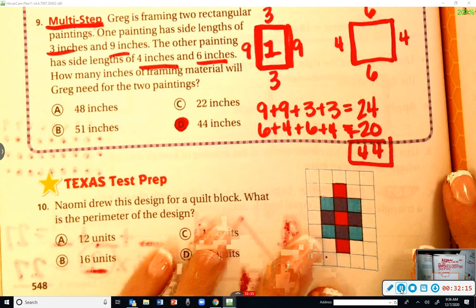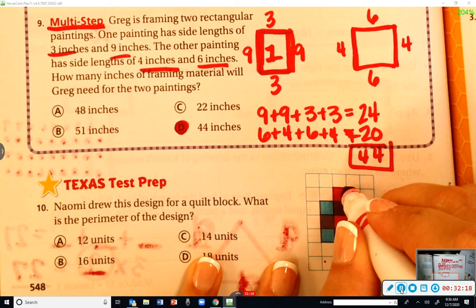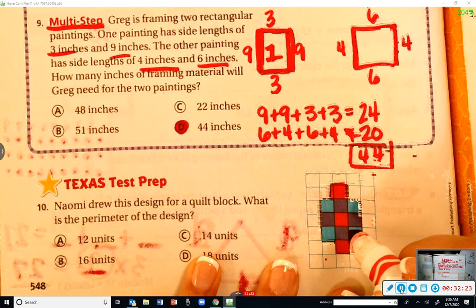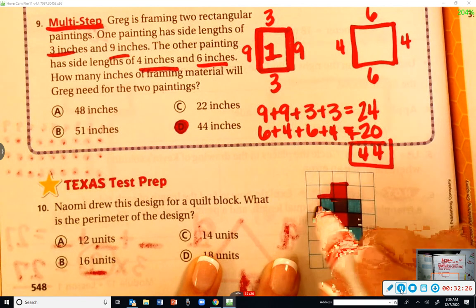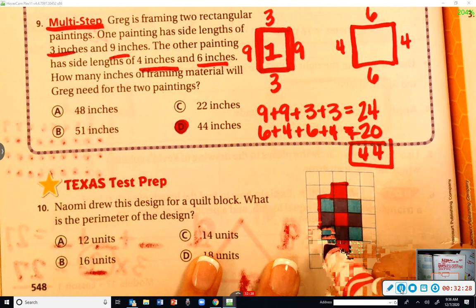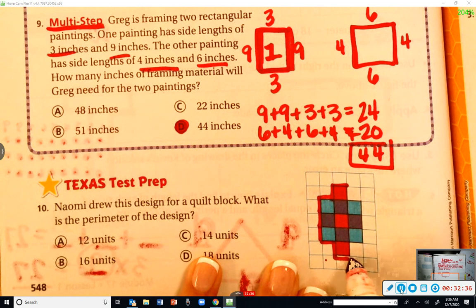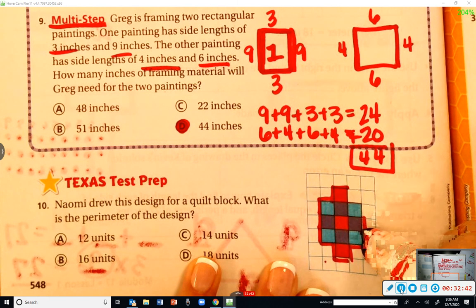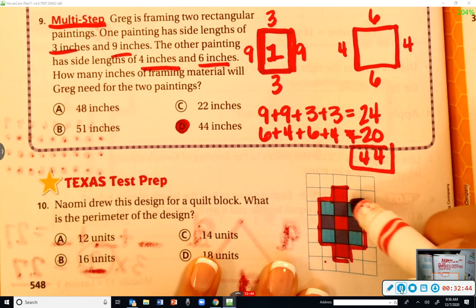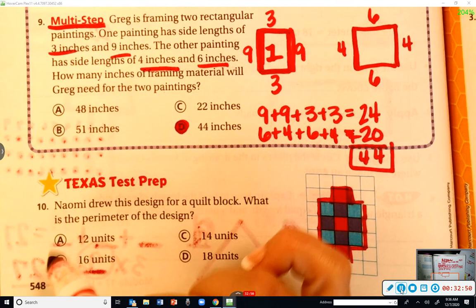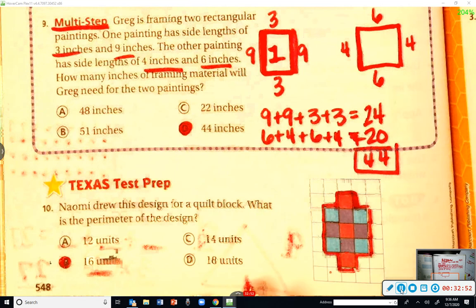And then the last one, what was the perimeter of this design? So you go only around the outside. I'm going to start at the top. So there's 1, 2, 3, up to 16. Okay? So B would have been the correct answer for number 10.